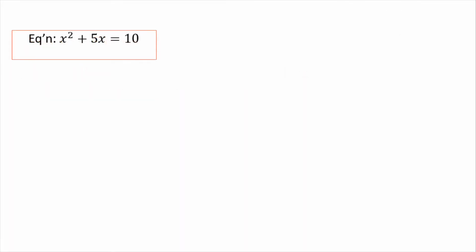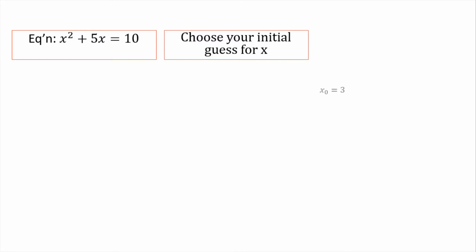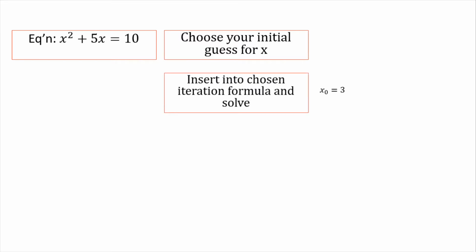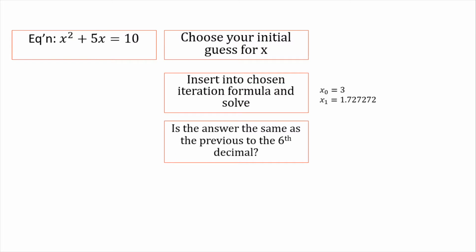Starting with the equation x squared plus 5x equals 10, we'll choose an initial guess of 3. After you solve for x, you can insert that into your chosen iteration formula and solve. In this case, I'm using I4, which I will show more in depth later. Examine if this answer is the same as the previous to the 6th decimal place. In this case, it is not.